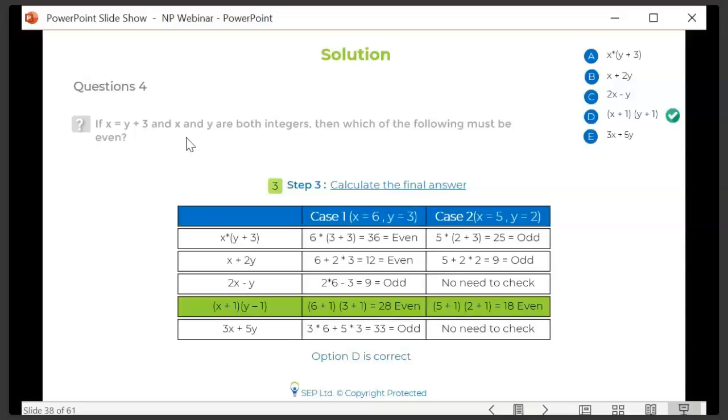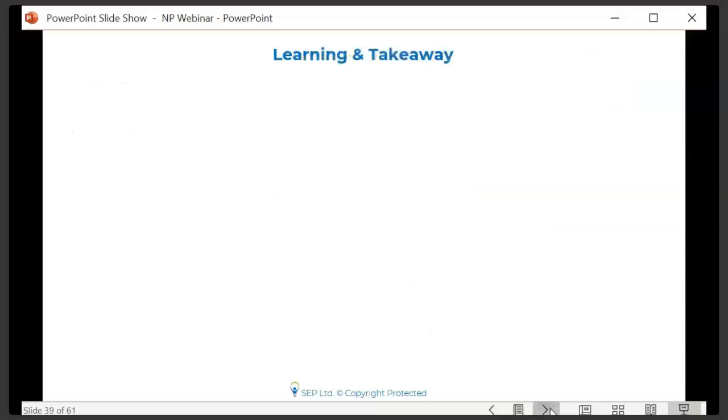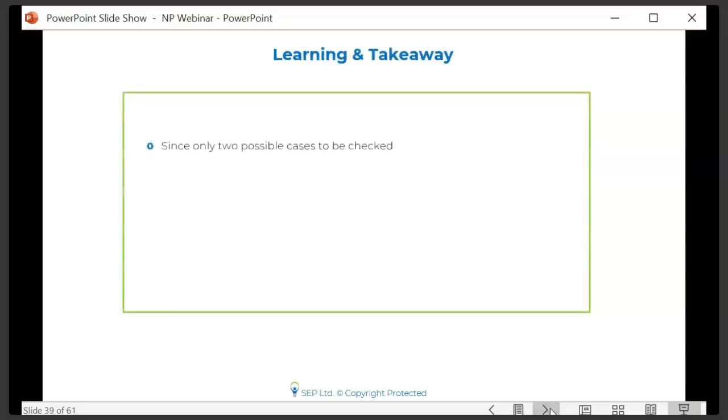I'm making sure that I don't miss out any case, because if I miss out any case, I might end up marking the answer as A, B, C, or E. One of you did mark the answer as E, so maybe you missed out on some case. Okay, so the learning and takeaway here is that since there are only two possible cases you need to check, you can take numbers to solve the question. If there are a lot of cases to check, we'll have to think whether we should take numbers or not.